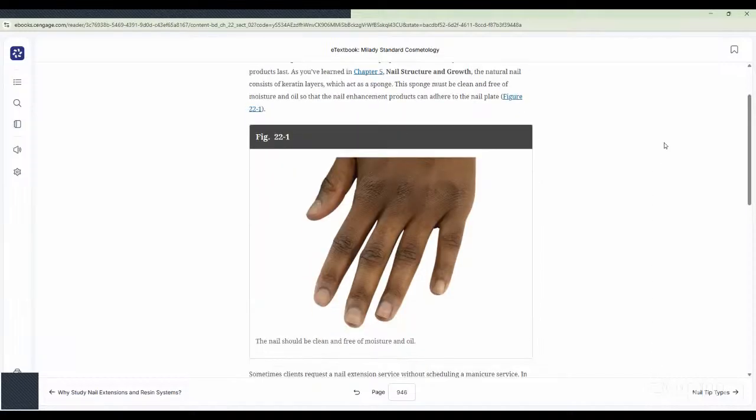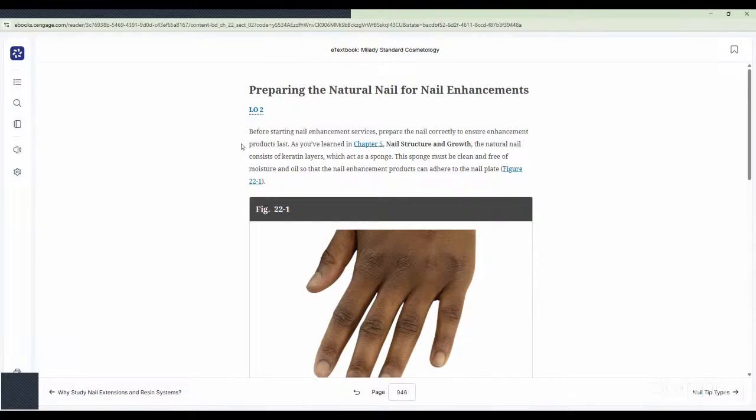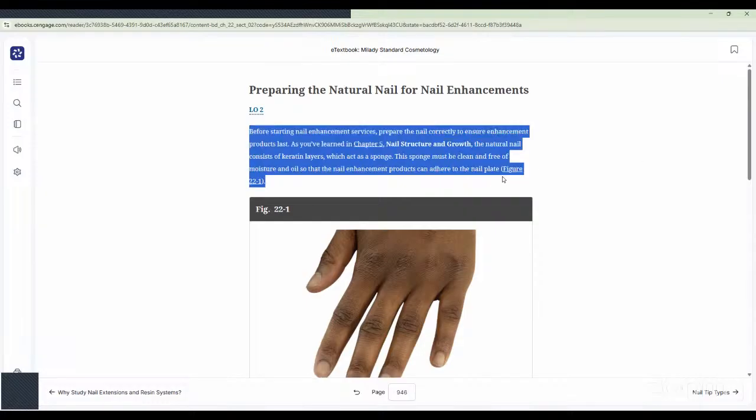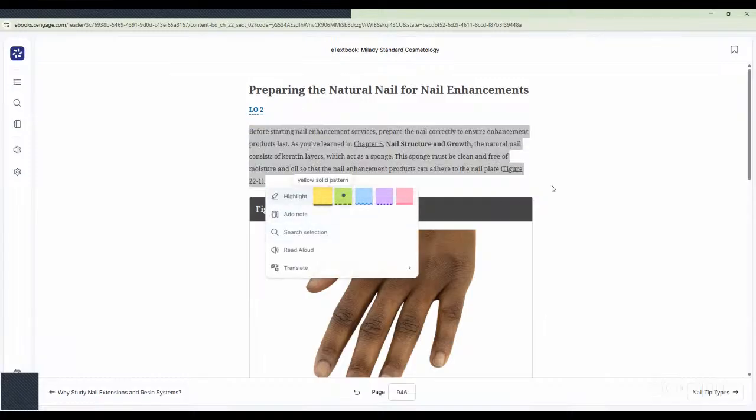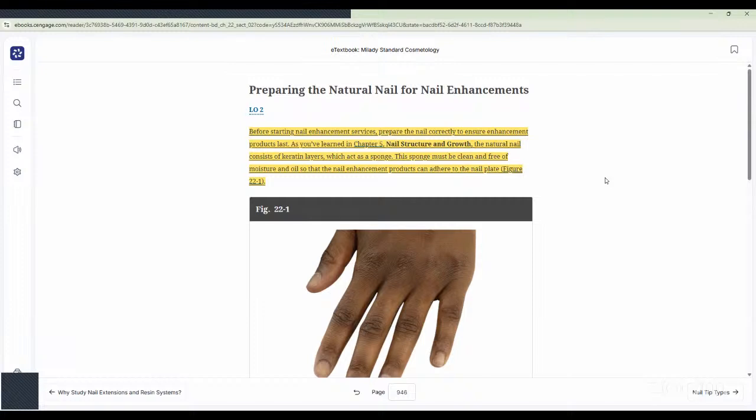Let's look at preparing a natural nail for nail enhancements. This is going to be lesson objective 2. Okay, it says the natural nail consists of keratin layers. That's protein. Okay, it acts as a sponge. It's spongy. Needs to be clean, free of moisture and oil. So, in order for the resin systems to work, or any kind of adhesive, aka the glue, to stay on, we got to make sure that this area is free of oil and moisture. Okay, because it's just like oil and water; they don't mix. All right. So you got adhesive and oil, they do not mix.